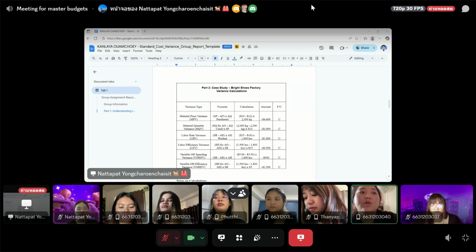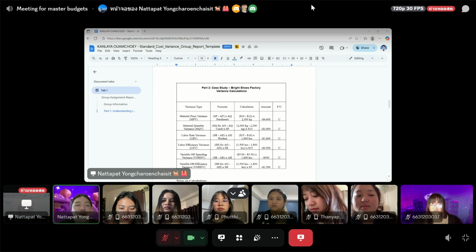So we paid more per hour and our workers were slower, leading to a total labor variance of $6,300. Incredible. So higher wages and lower productivity. Finally, let's turn to how inefficiency impacts our overheads.